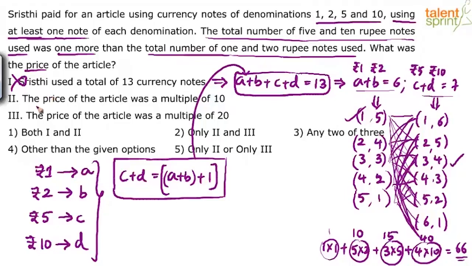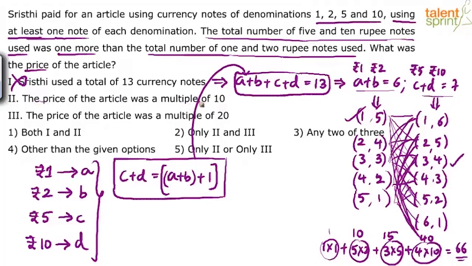What is only statement 2? The price of the article was a multiple of 10. So what? Price of the article was a multiple of 10. Don't consider anything in mind. Don't consider this 13 in mind. When you are looking at statement 2, only look at statement 2. And yes, of course, the data given in statement 1, the data given in the question statement. So statement 2 says the price of the article was a multiple of 10.